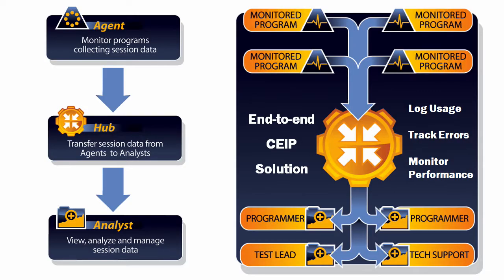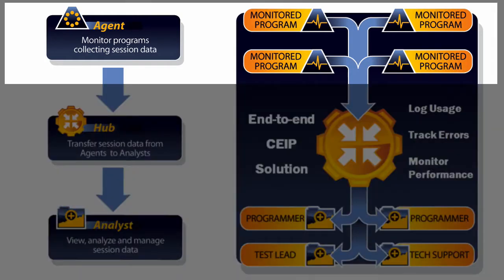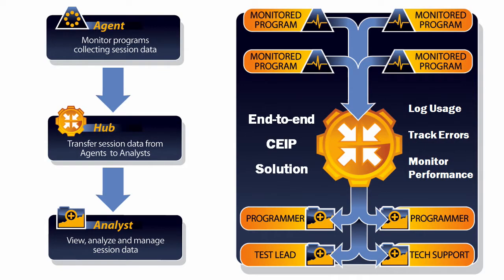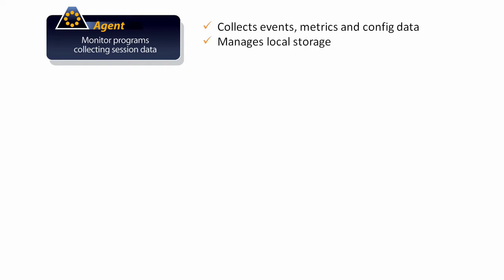Gibraltar consists of three parts: the agent, the hub, and the analyst. Let's talk a little bit about each one. Gibraltar Agent is the data recorder that integrates with your .NET application to safely and efficiently collect events, metrics, and configuration details that help you monitor and support your software. Agent also transmits the collected data to you via email or the Gibraltar Hub web service.